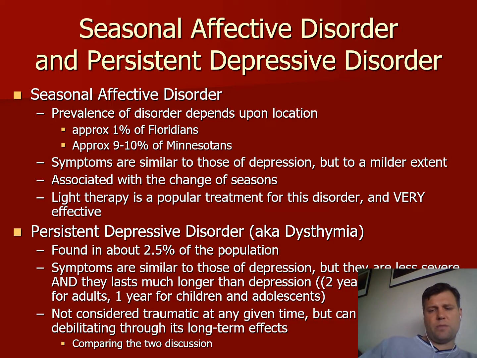So this one, as the name implies, is significantly more persistent than depression. Most people diagnosed with depression will have symptoms that last for 6 months, maybe a year. For PDD, you have to have these symptoms for at least 2 years to be diagnosed as an adult. And for kids and adolescents, they need to have symptoms for at least a year before they can be diagnosed. And most people who are diagnosed have actually had these symptoms for much longer than that.